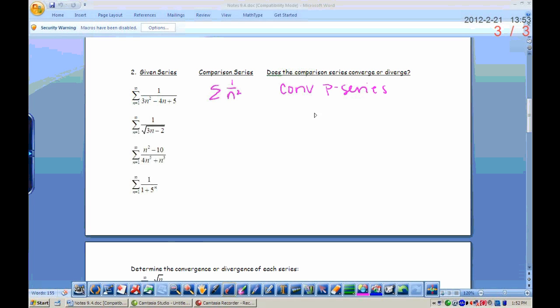How do you know which one's a sub n and which one's b sub n? For the comparison test, it doesn't really matter which one you let be a sub n and b sub n.